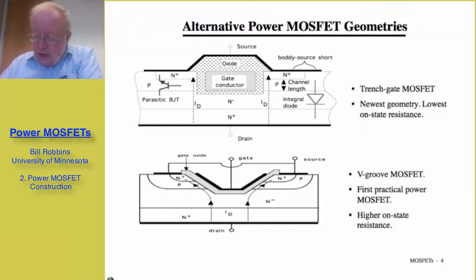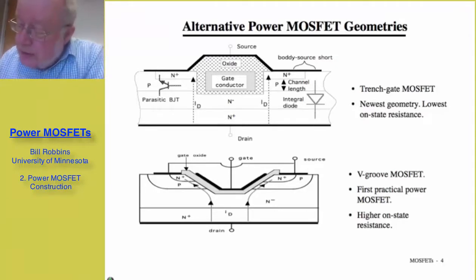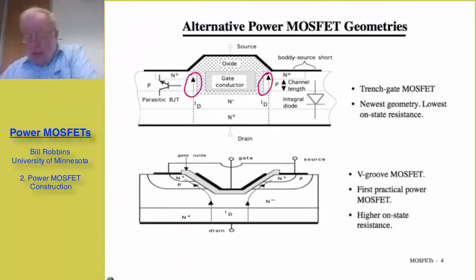In this case, the current flow now is entirely vertical because the channel region is formed right here and right here. And because of this construction, this device has lower on-state resistance than a comparable VDMOS, comparable meaning same current carrying capability and same breakdown voltage.